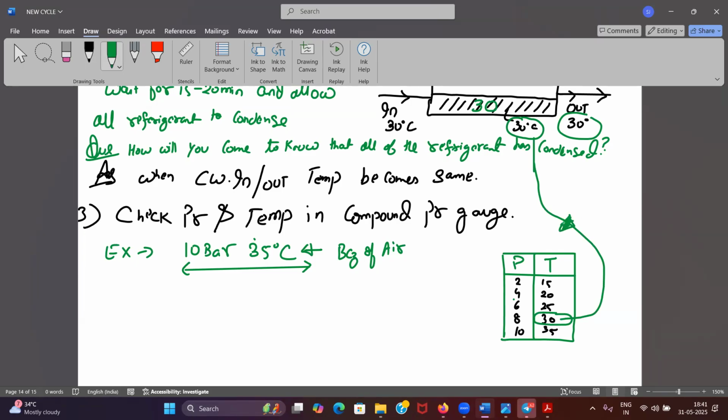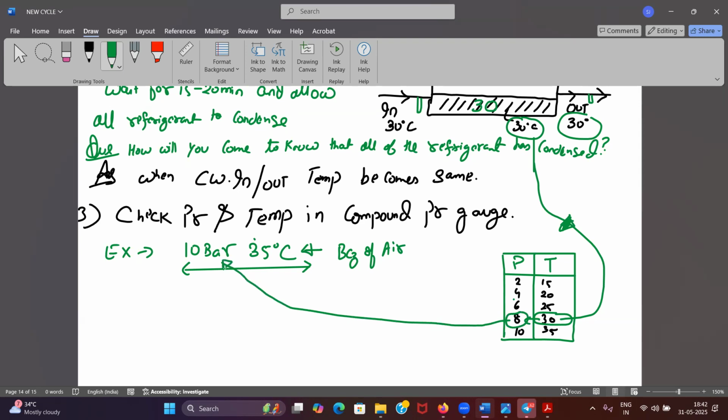There will be the refrigerant temperature and the inlet and outlet temperature of the cooling water. In the cooling water line, thermometers are fitted at the inlet and outlet. Same way, you will understand that my temperature of refrigerant will be 30 at this time, isn't it? In the PT chart, look at the corresponding pressure. How much pressure is given? 8 bar. But how much is my pressure gauge showing?